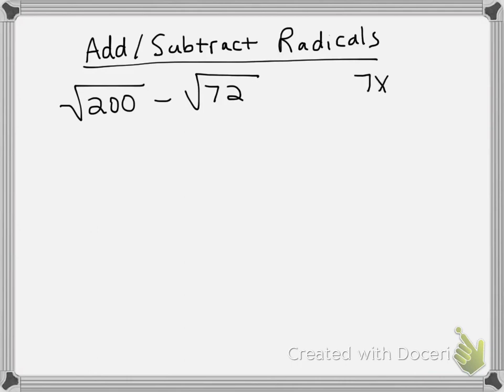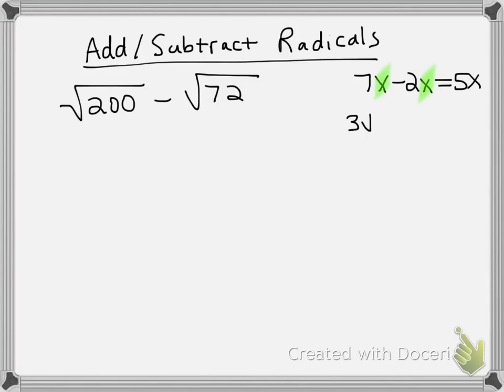If I did 7x minus 2x, we know that we can combine those because they have this variable in common. Then we're just trying to figure out the amount that we have in common. So we do 7 minus 2, and we end up getting 5x. Now I can do the same thing with radicals.